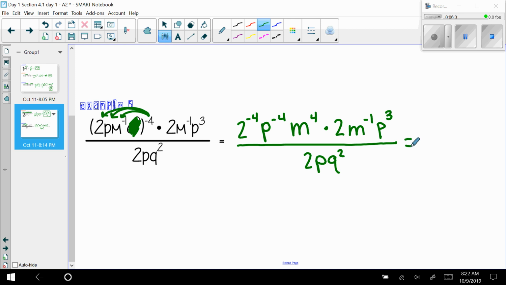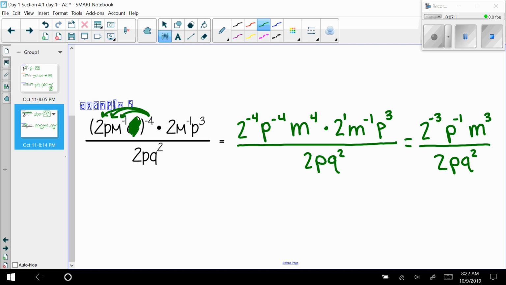Okay, next thing I'm going to combine my terms on top. So I see that I have 2 2's as bases. And remember, the exponent on something without an exponent is a 1. So I can go ahead and add the exponents of my 2's. So that's going to be 2 to the -3. And for my p's, I have a -4 plus 3. That's going to be a -1. So p to the -1. And my m's become a +3. And then the bottom is still 2pq squared.